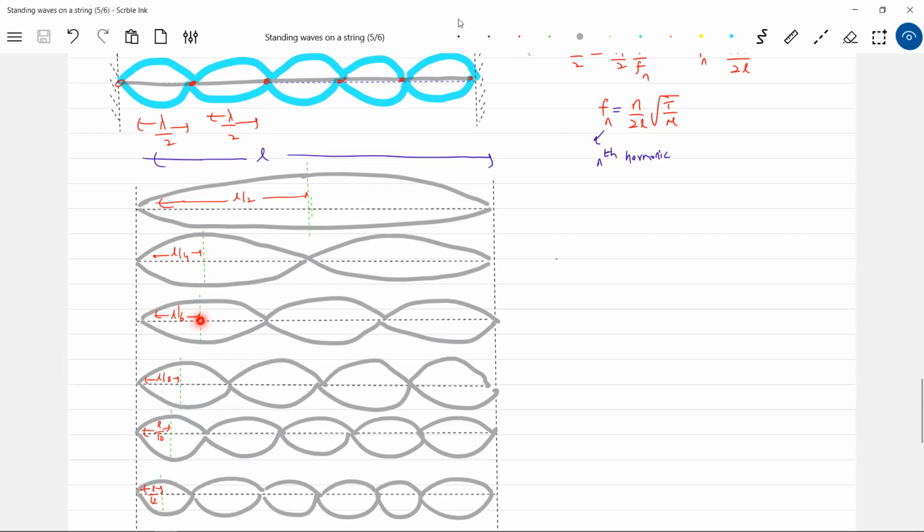Now, if I strike it, say at L by 6, not lambda, it is L by 6. I know the length of the string. L by 6, I should strike it. So are you looking at these distances here, L by 6? Then I'll get a sound signal of different frequency.